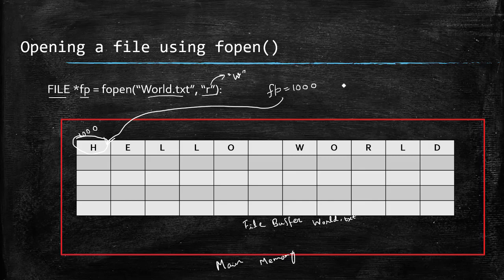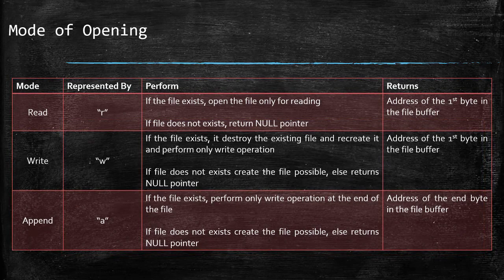The third mode is the append mode, declared within double quotation marks with a small a. Now in this case, if the file exists, it performs only write operations, but at the end of the file. Remember, here it will not destroy the existing file. It will allow us to write the data at the end of the file. Now if the file does not exist, then it can create that file if the file creation is possible. If not, meaning the disk is full or the disk is write protected, then it will return a null pointer.